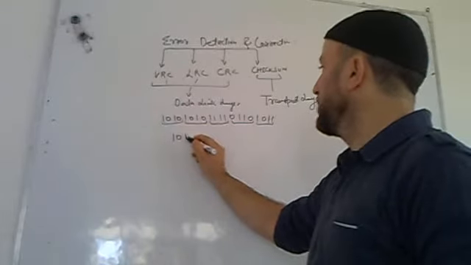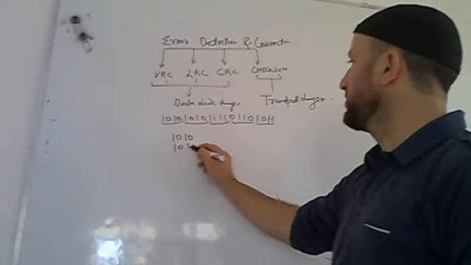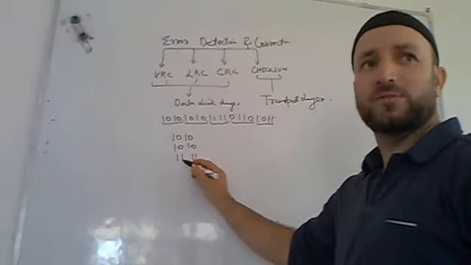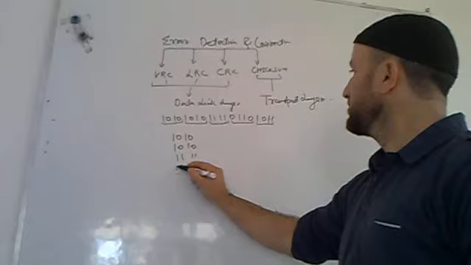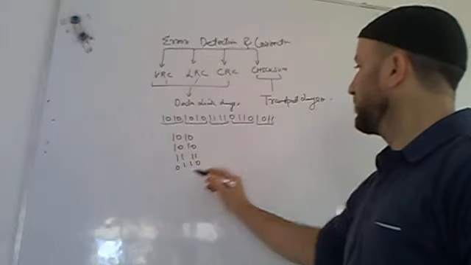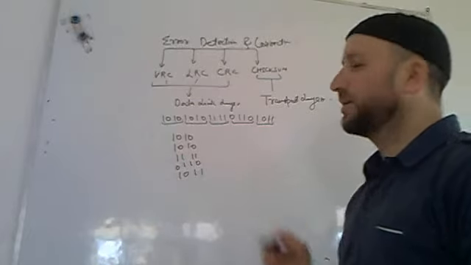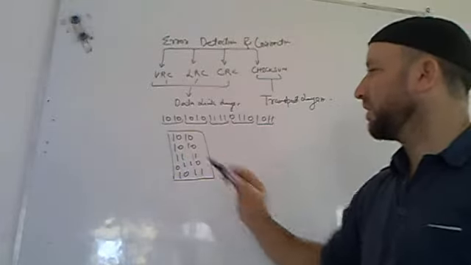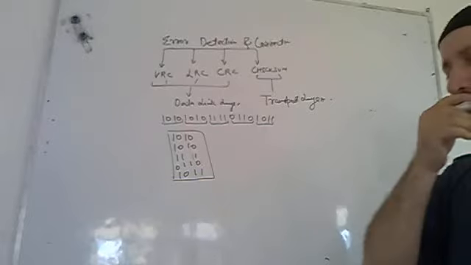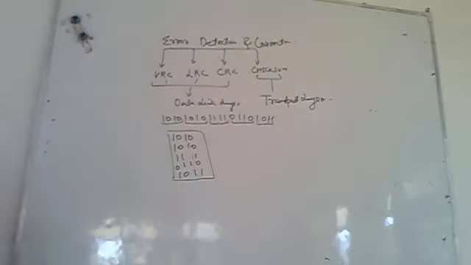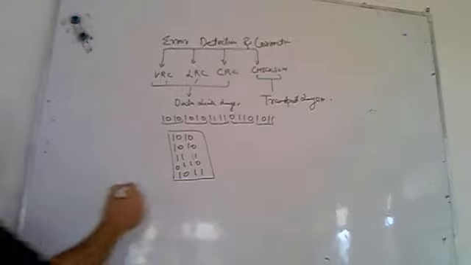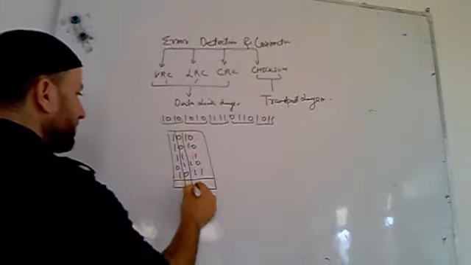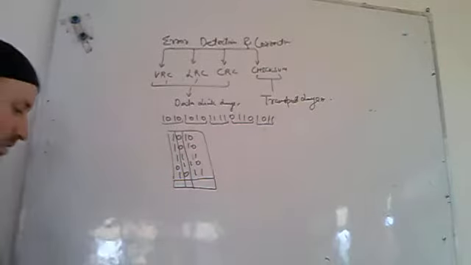We write 1 0 1 0, then 1 0 1 0, then 1 1 1 1. I'm putting them in columns. Then 0 1 1 0, then 1 0 1 1. So I am putting them in columns. Now for every column, I will put a parity on the downside. For every column I am adding my parity, right? Understood?